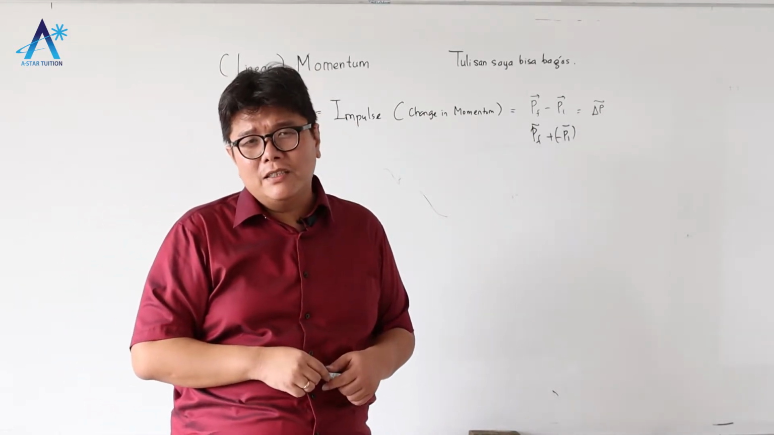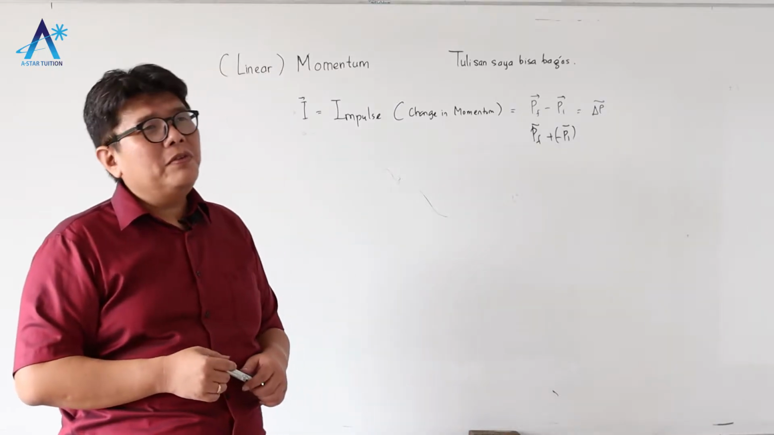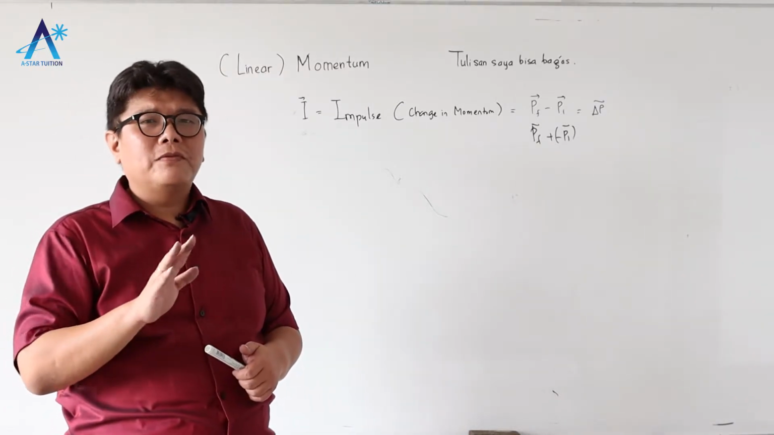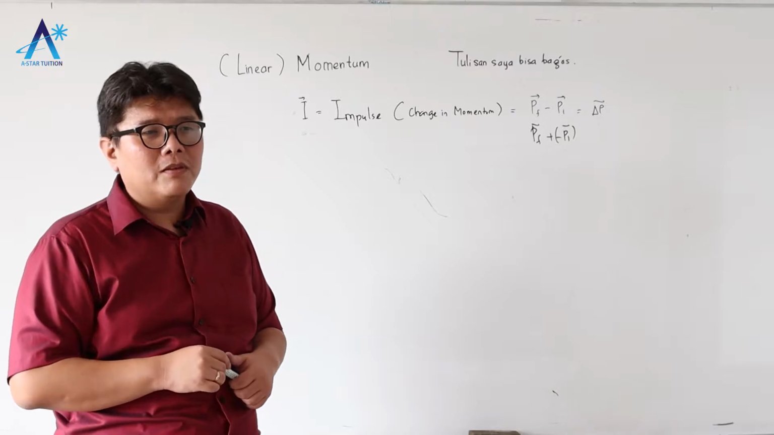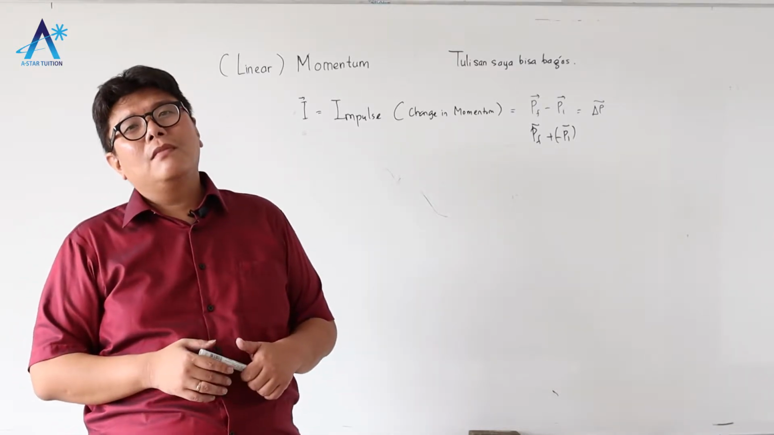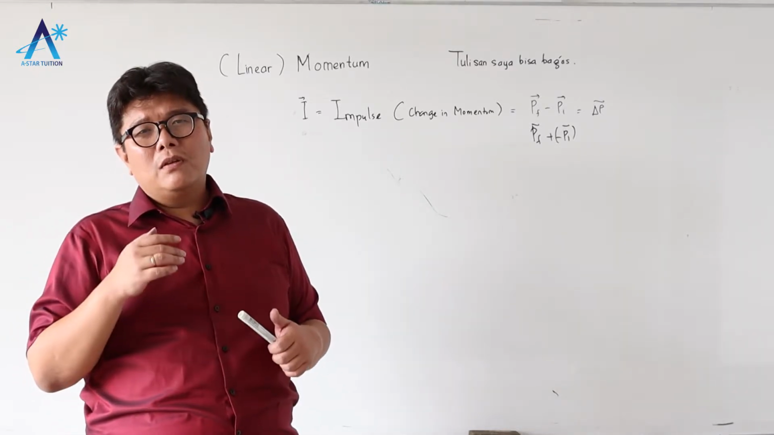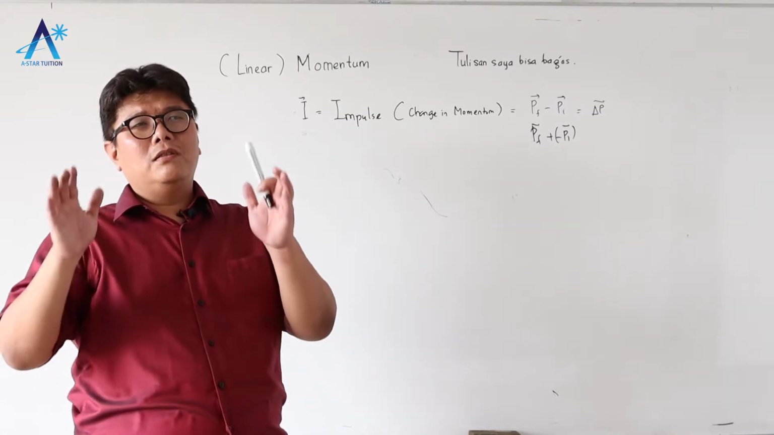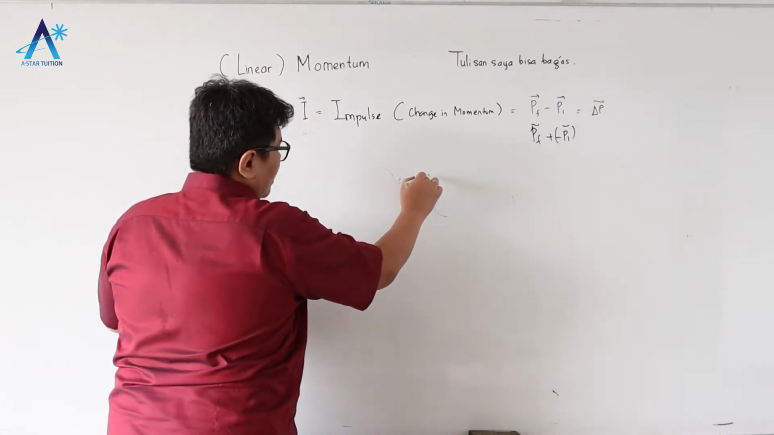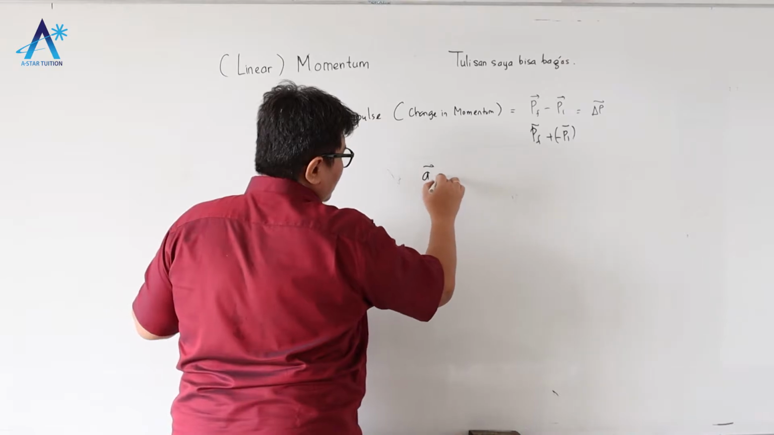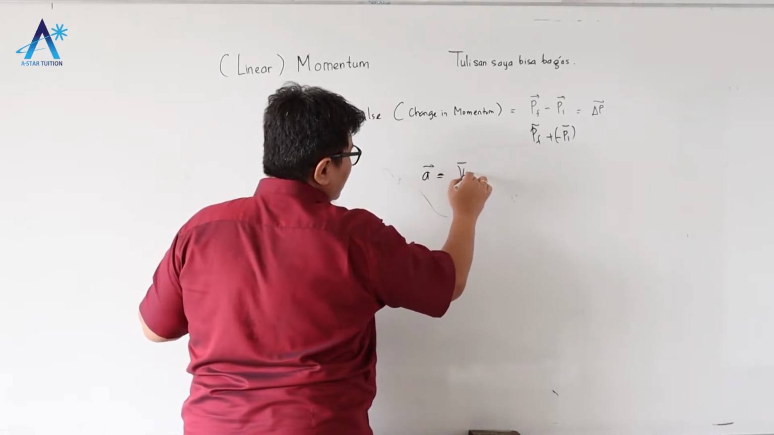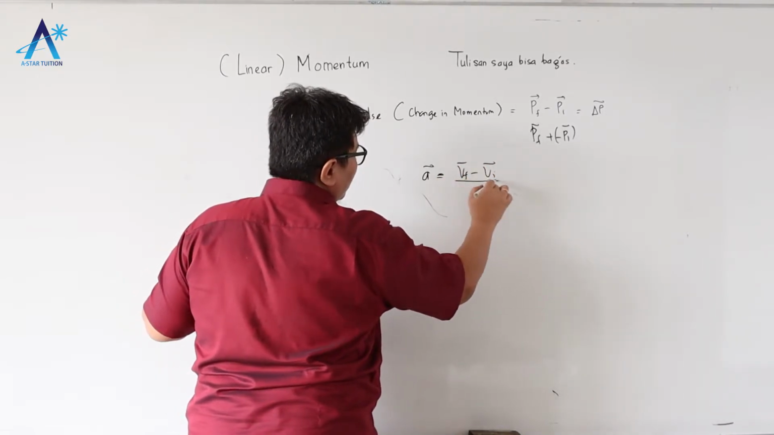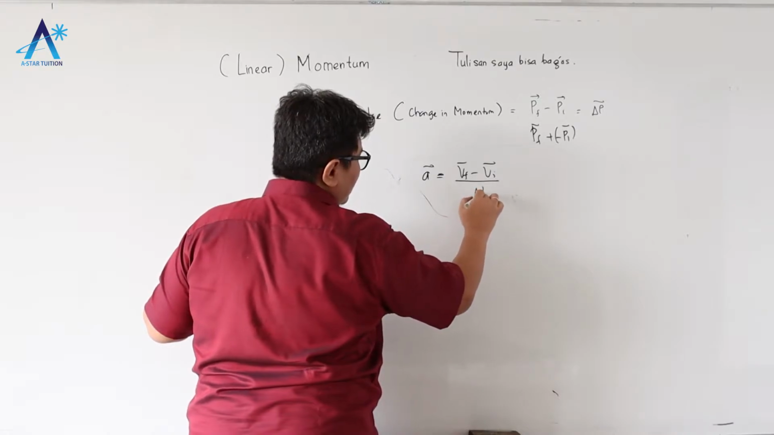What is change in velocity? Now in the previous video, in the first part of the video about dynamics, we learned that acceleration is equal to the rate of change of velocity. So let me write down, acceleration equals the final velocity minus initial velocity over time, delta t.